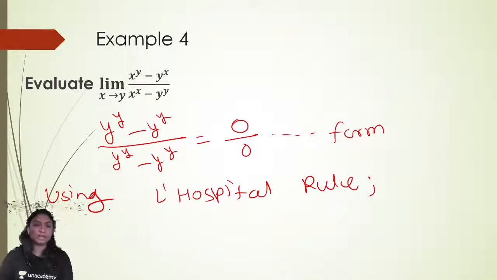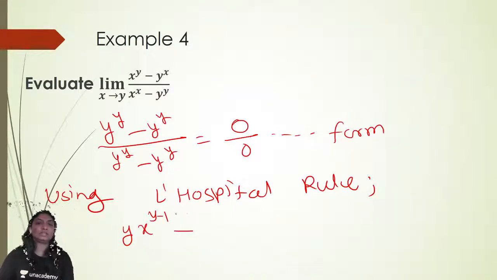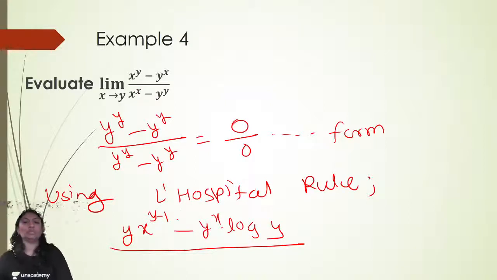Using L'Hospital's rule, we can write here, differentiating with respect to x, keeping y constant. Here you will get y times x raised to y minus 1, minus y raised to x into log y, upon x raised to x minus y raised to y. So we require the derivative of x raised to x with respect to x.